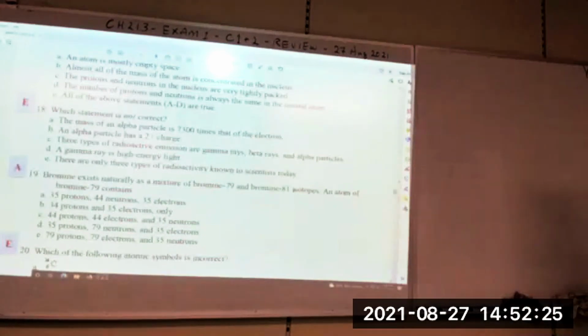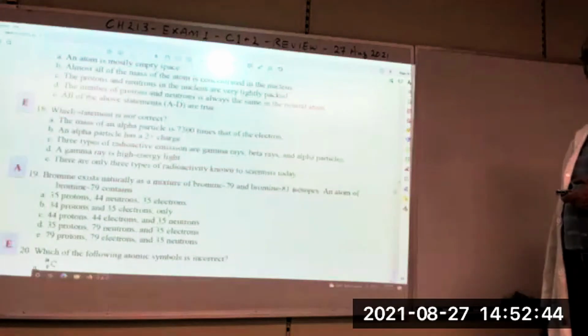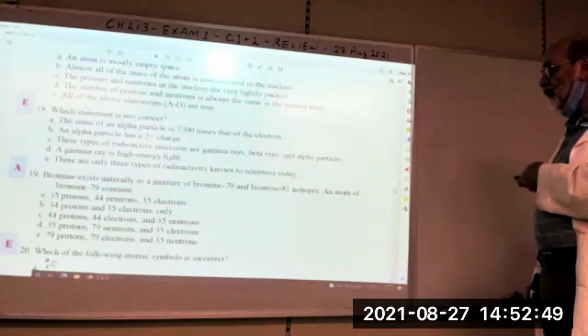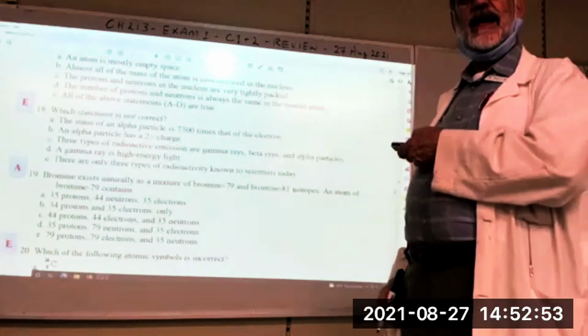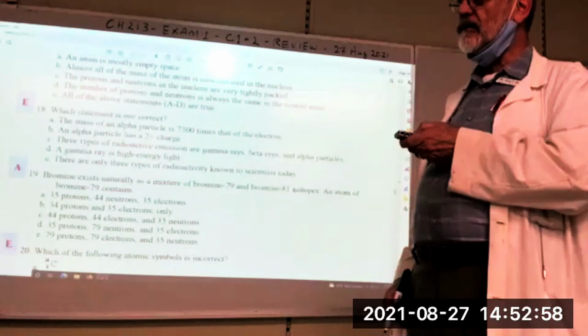So let's see here. Bromine exists naturally as a mixture of bromine 79 and 81 isotopes. That's a statement. An atom of bromine 79 contains what? Well, are you given enough information to do that? No, you've got to look it up. That's why you need a periodic table. So you find bromine. You know what the bromine symbol is or where it's located? It's a halogen, right? So it's going to be in this family right here. And there it is, bromine.